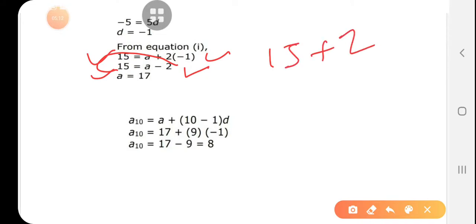So it will be 15 plus 2, that is 17. So a is equal to 17. We got the value of a. Now we have to find the value of a10.